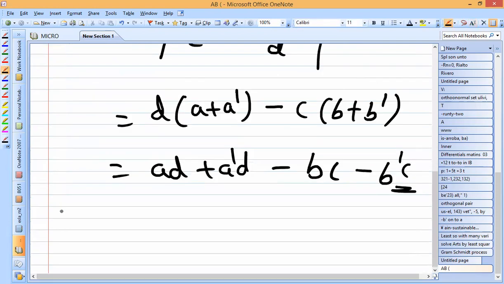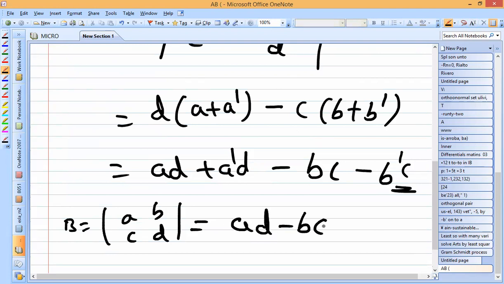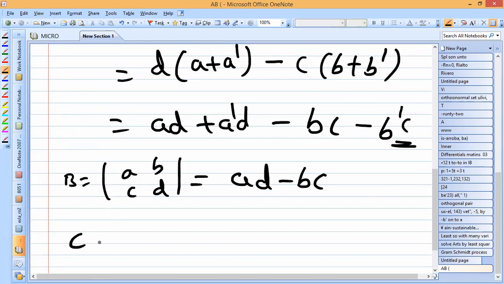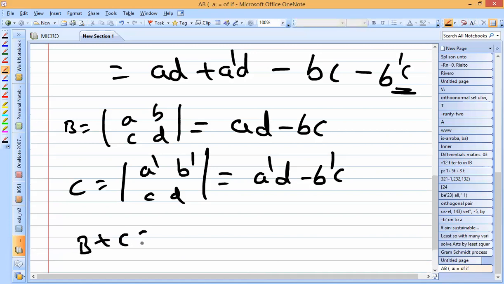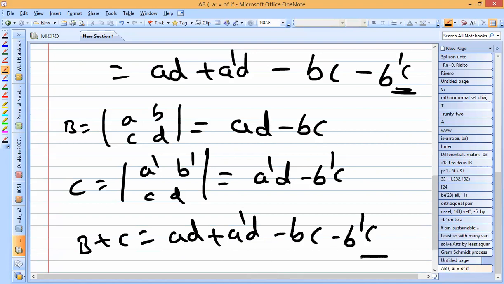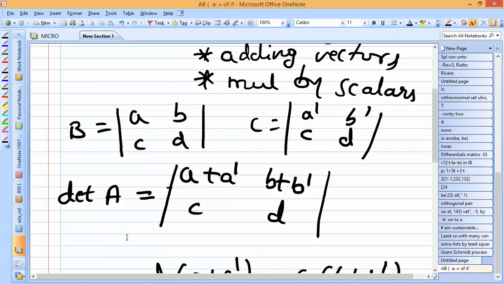Now considering matrix B, which is A, B, C, D, its determinant is equal to AD minus BC. Again considering the matrix C, which is defined by A dash, B dash, C, D, its determinant is A dash D minus B dash C. Now if you add these two, determinant B plus determinant C, you get AD plus A dash D minus BC minus B dash C, which is the same as the determinant of matrix A. So the determinant A is the combination of determinant B and determinant C.